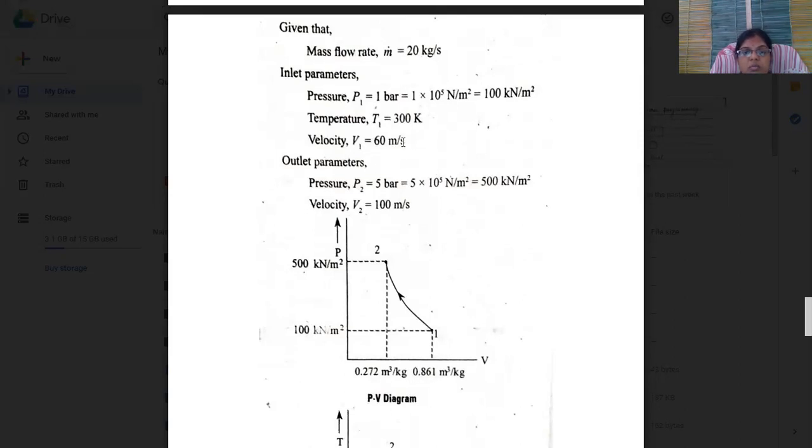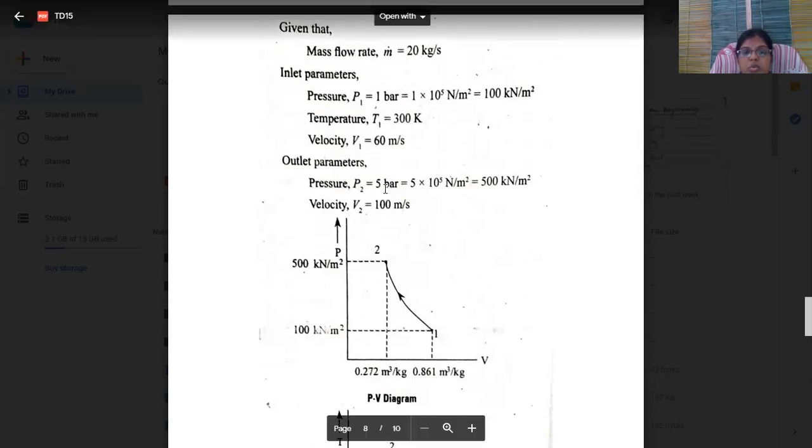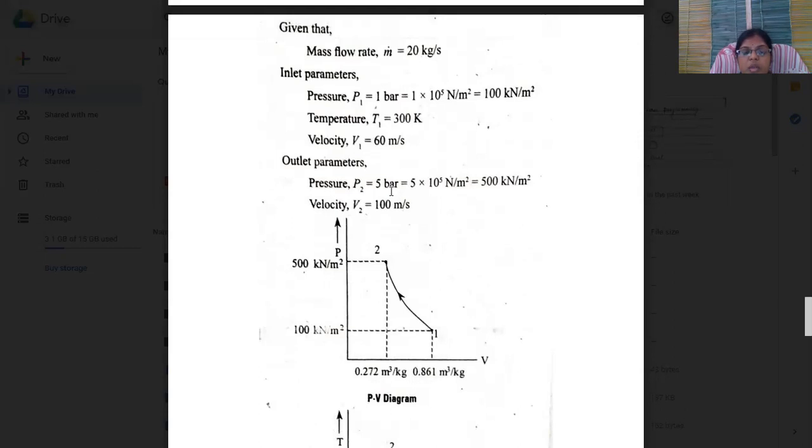So V1 is given, and outlet parameters: P2 is equal to 5 bar. That is 5 into 10 to the power of 5, so in terms of kilo Newton per meter square, 5 into 10 square, which is 500 kilo Newton per meter square. Velocity V2 is equal to 100 meter per second.